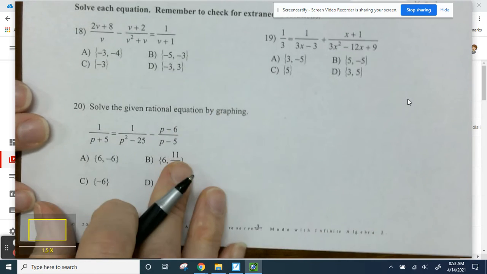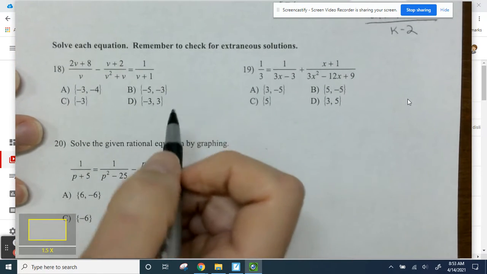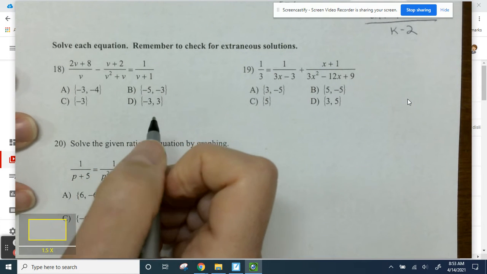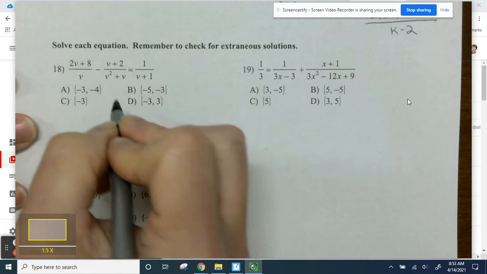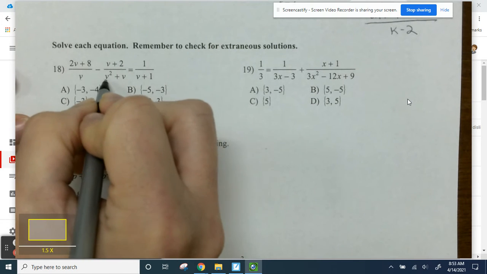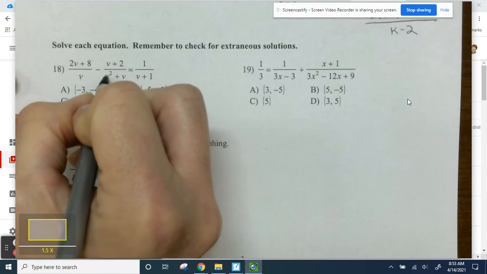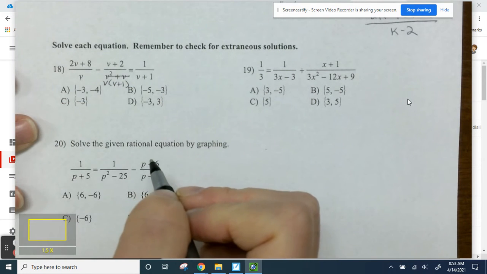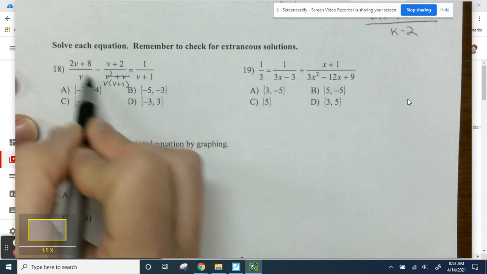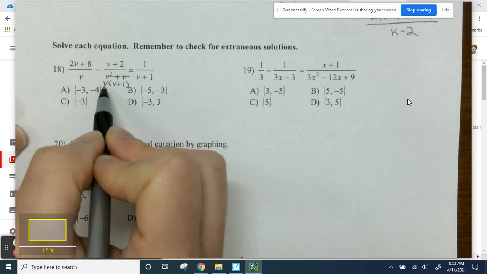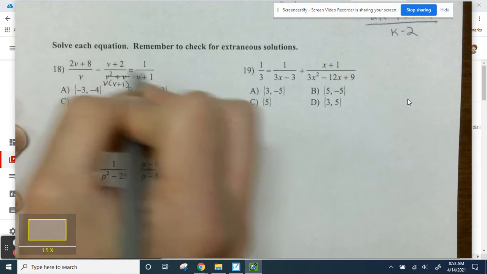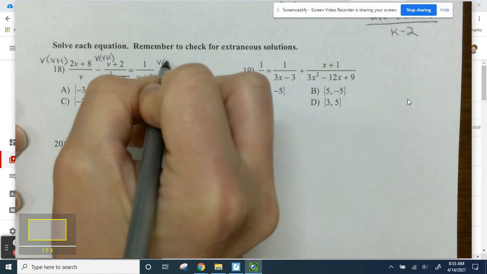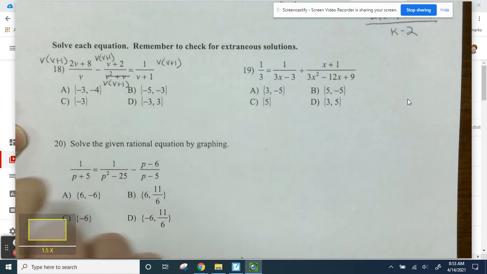For number 18, solve each equation and remember to check for extraneous solutions. So for this one, I need to solve by hand. That's a V, it's as simple as it gets. V squared plus V, I could make V times V plus 1. And then V plus 1 is as simple as it gets. So you can see that in our denominators, the thing they have in common is V times V plus 1. So we're going to multiply each thing by V times V plus 1. Each one of them.